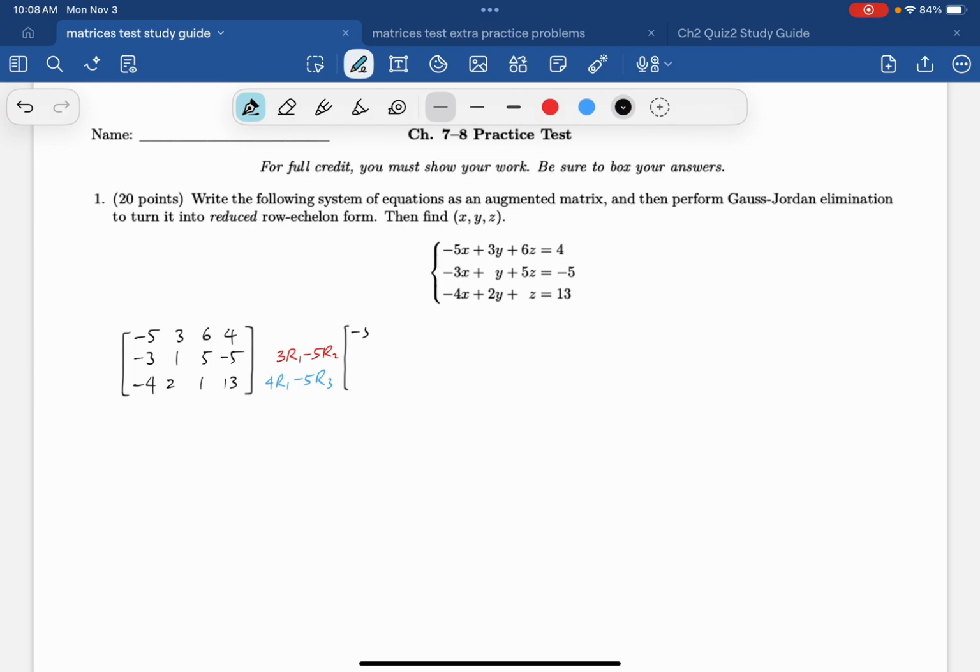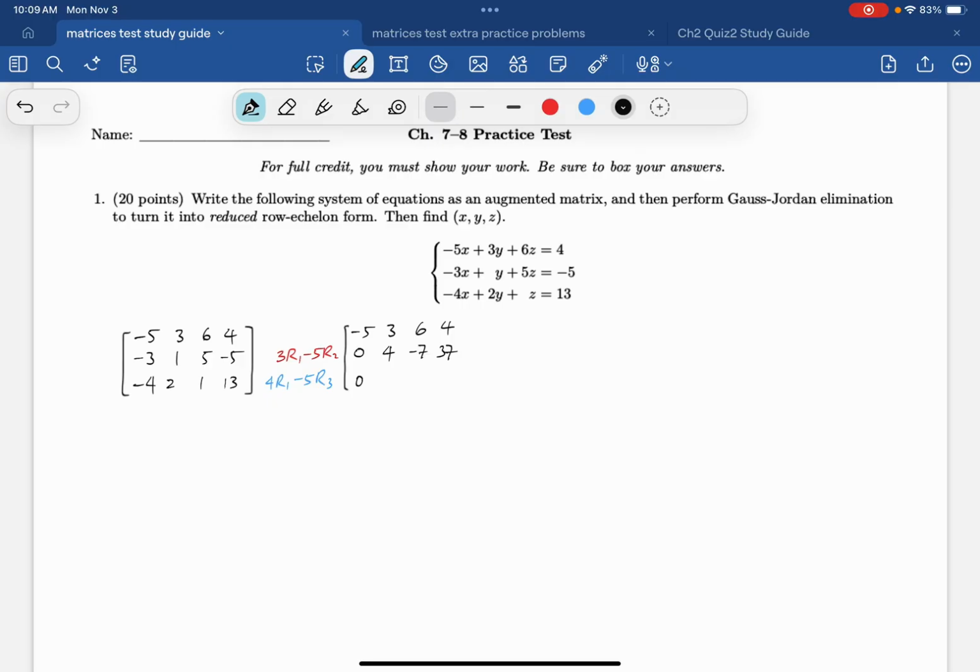All right, so the top is going to remain the same, minus 5, 3, 6, 4. But the second row is going to become 0, and then 3 times 3 minus 5 times 1, so it's 9 minus 4, and then 18 minus 25, negative 7, and then 12 minus negative 25, so it's 37, I think. Yep, even I'm having trouble with this. Yeah, it should be 12 minus 25, 37. Okay.